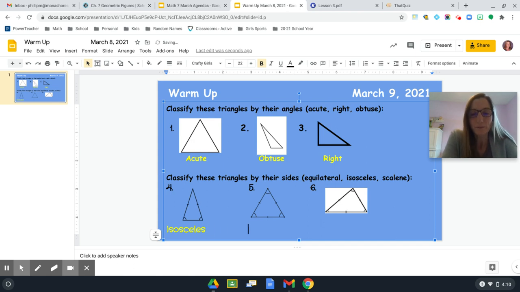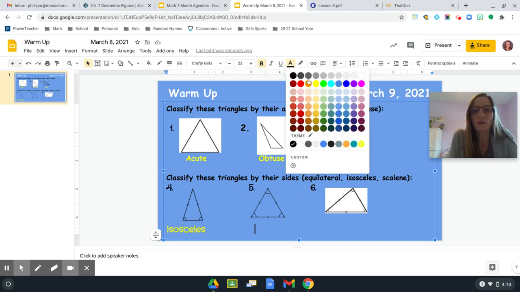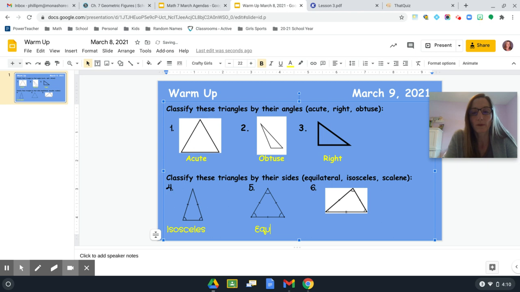Number 5. If you look at the tick marks on number 5's triangle, there's 3 of them. There's a single tick mark on each of those 3 sides, which means all 3 sides are the same. If you're classifying it by its sides, that is considered an equilateral triangle. Equilateral.